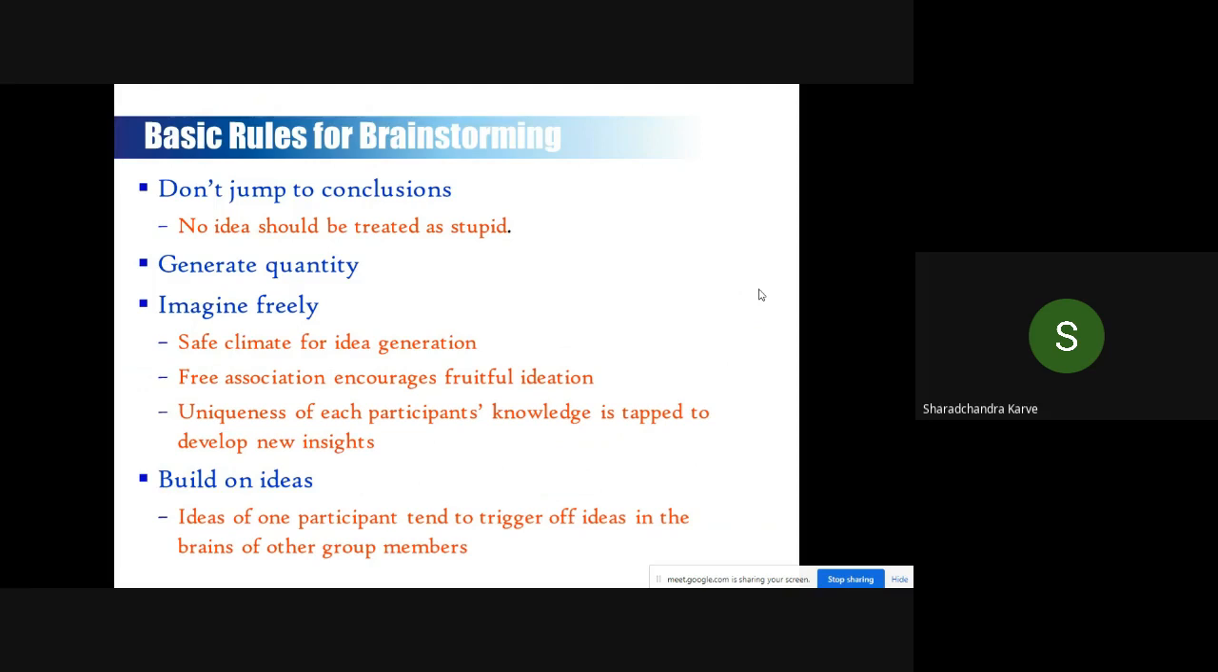So what are the basic rules of brainstorming? Don't jump to a conclusion. No idea is treated as a stupid idea. The idea is to generate quantity. So 100 potential X's. You can discard the X's anytime based on the data or evidence, but you cannot add X's. And this is the time you can add X's.